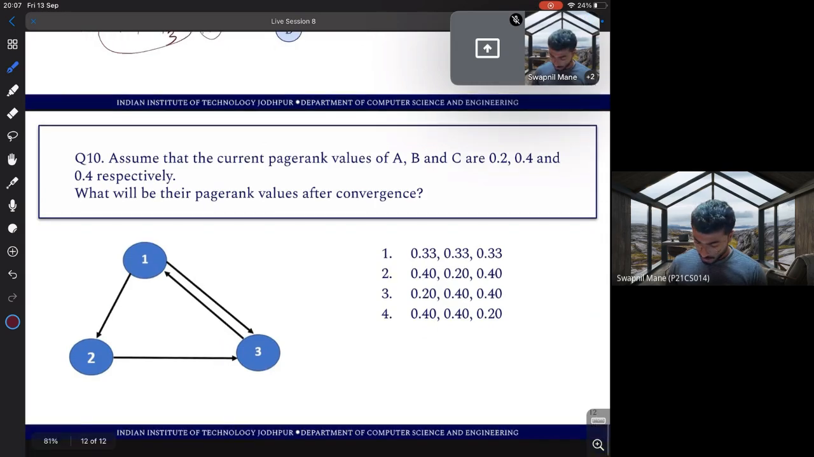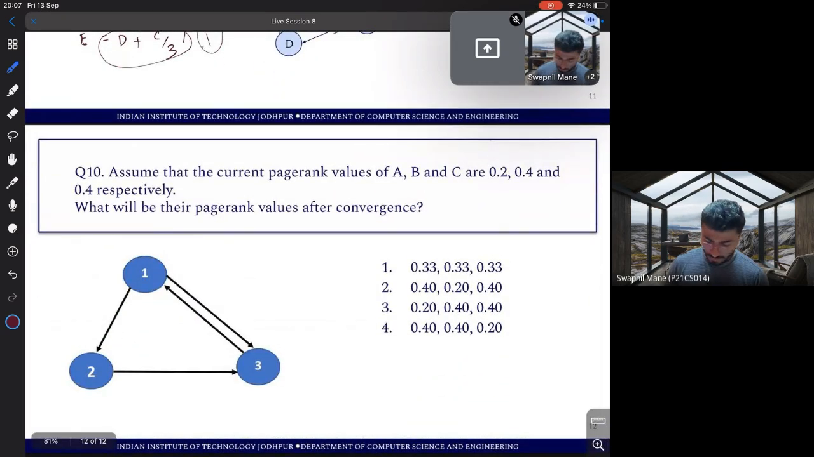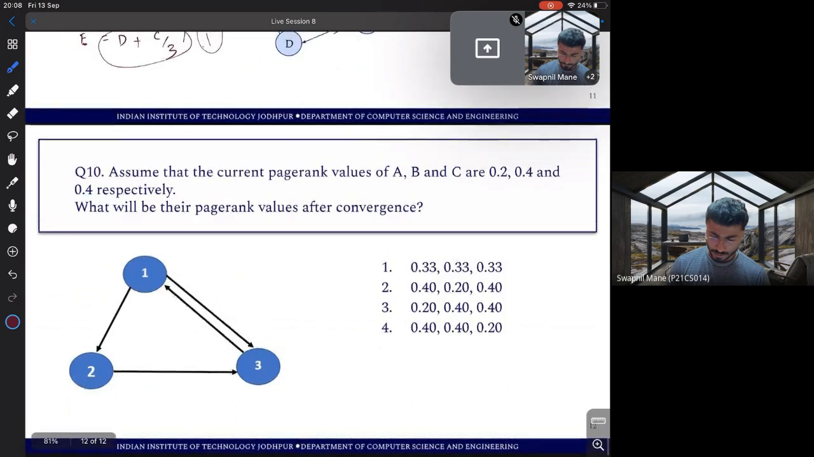So let's draw a matrix here for this graph. Let's first read what exactly the question is asking. Assume that the current PageRank values of A, B, C are 0.2, 0.4, and 0.4 respectively. What will be their PageRank values after convergence?